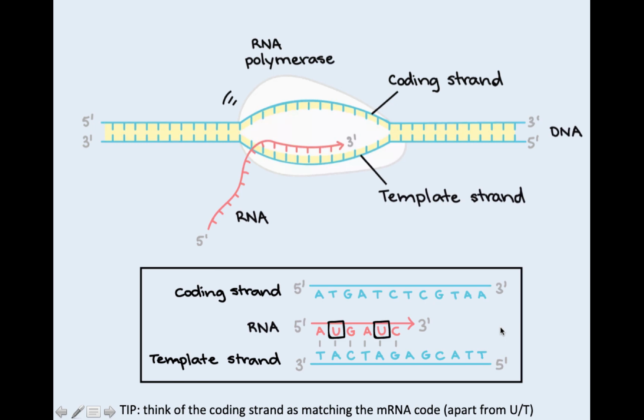And there are particular sequences here. TAC codes for AUG, and AUG happens to be what's called a start codon. And at the end, you'll have a stop codon. So they're basically ways of saying this is the start of the gene and this is the end of the gene. The way you can remember a start codon is that school starts in August, AUG.